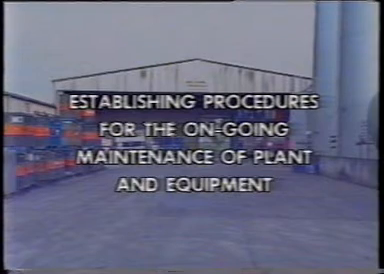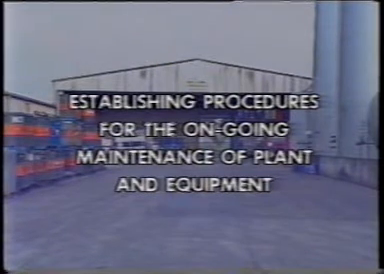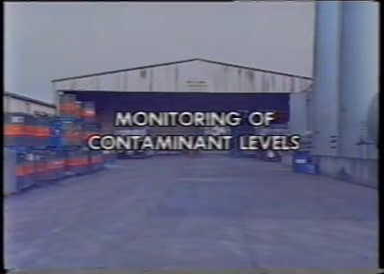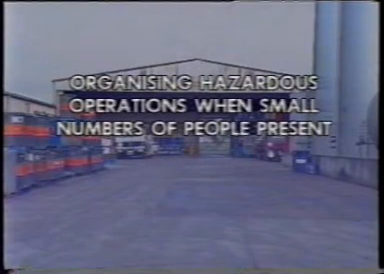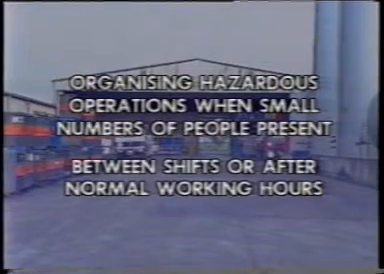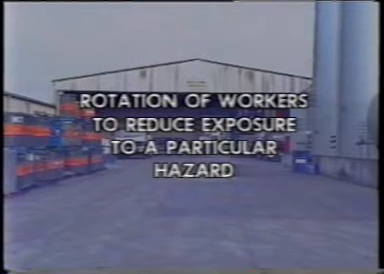Administrative controls involve laying down policies and managing workplace procedures. Examples would be establishing procedures for the ongoing maintenance of plant and equipment, monitoring of contaminant levels, organising hazardous operations when relatively small numbers of people are present, commonly between shifts or after normal working hours. Rotation of workers to reduce exposure to a particular hazard. These are all examples of administrative controls that can contribute significantly to hazard control.